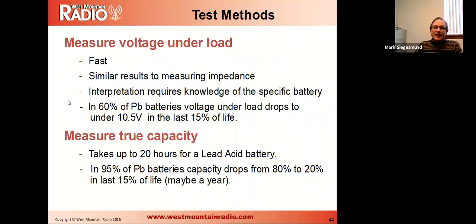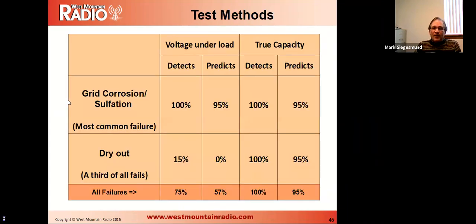The true capacity test, in that case, you drain the battery all the way down and measure how much energy was in it, and usually that can tell you about 95% of the time or better whether the lead acid battery is dying or not. It'll always tell you exactly where you're at as far as capacity goes. But as far as predicting the end of life, it's pretty good as well. Here are some percentages. Again, true capacity versus voltage under load.